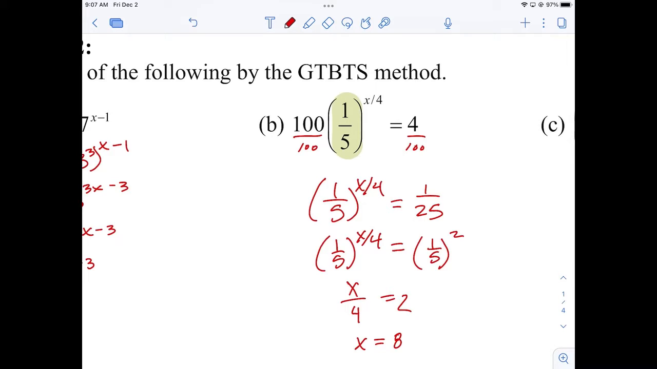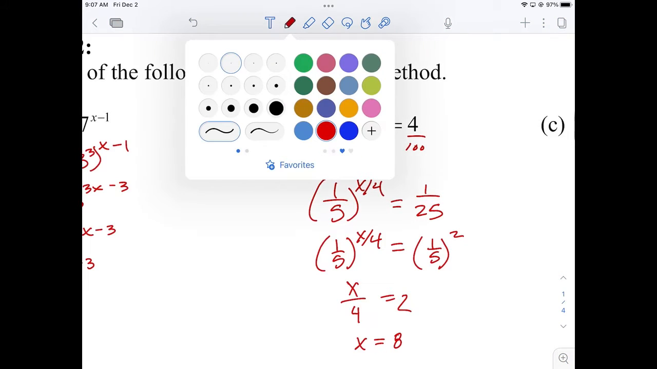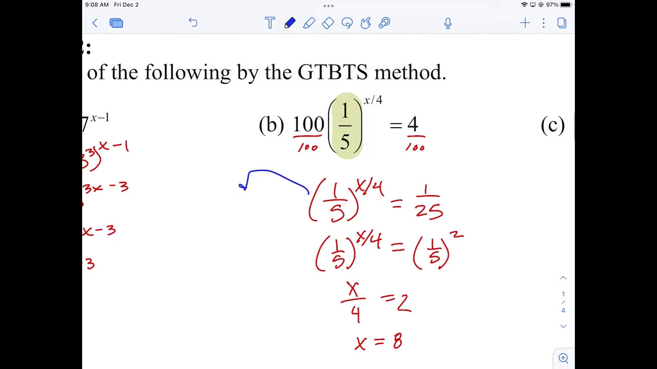Working straight down. Now, if you didn't want to do that in terms of 1/5, because I know some of y'all don't like fractions, here's another way to do it. You could have said that that's 5 to the negative x divided by 4th power, and then 1/25 is 5 to the negative 2nd. And then you get negative x over 4 equals negative 2, and guess what happens when you solve? You get the same thing. So it doesn't always have to be just what you're given, as long as you can find a common base on both sides.